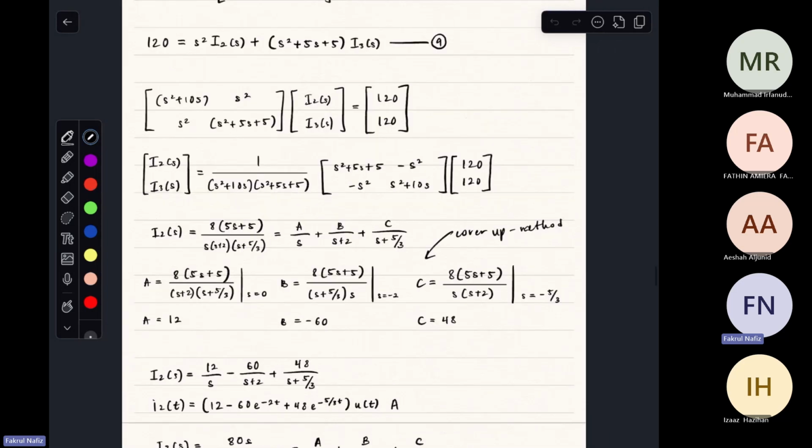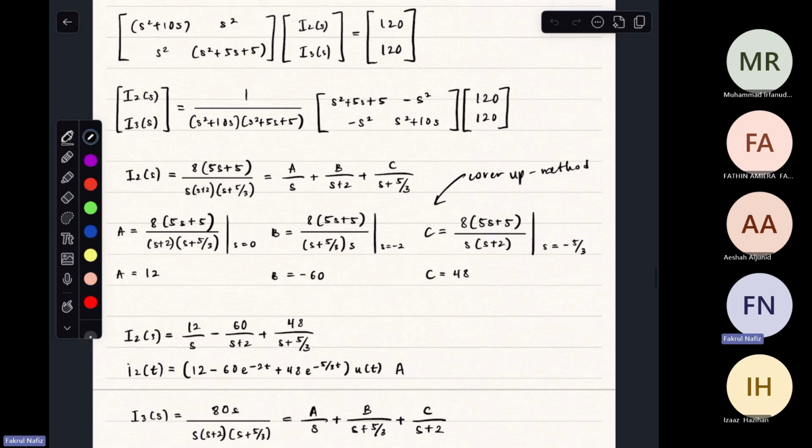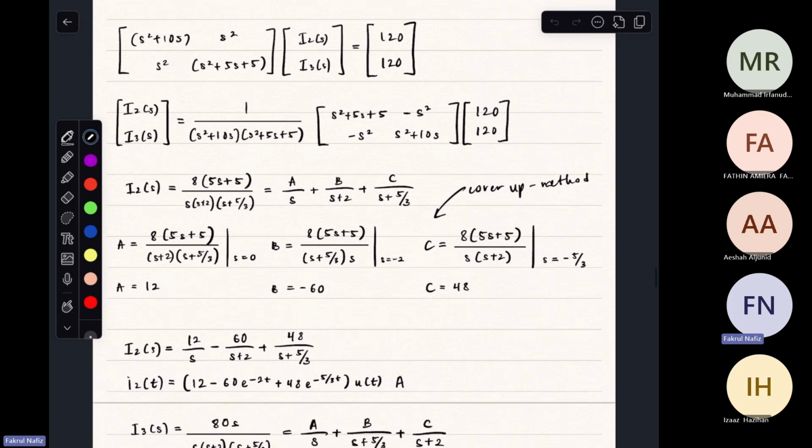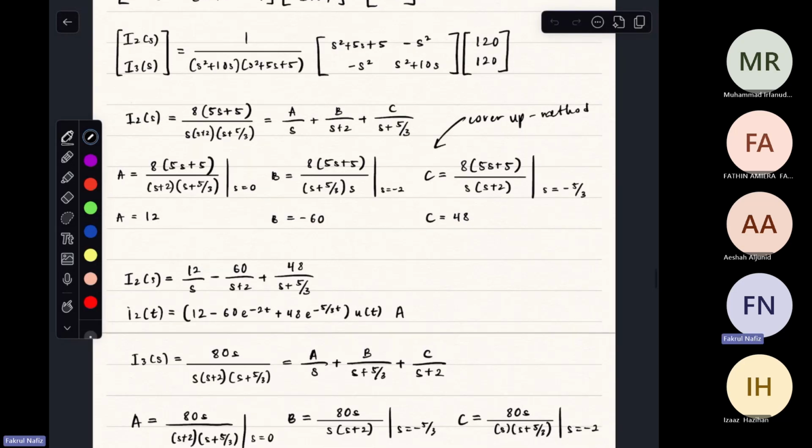So as you can see here, the I2s, I break it into 3 parts, which is A, B, and C. So the I2s will be A over s plus B over s plus 2 plus C over s plus 5 over 3. And then I will use the cover up method because it's much simpler than using the basic one. So I will get the value of A equals to 12, B equals to negative 60, and C equals to 48. So now I will arrange it, and then I will use the inverse Laplace to get this equation.